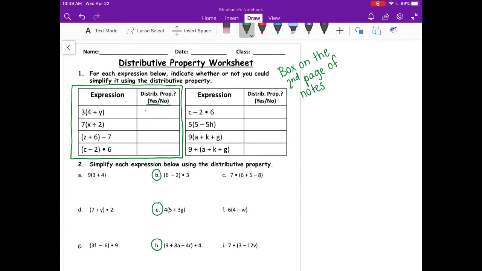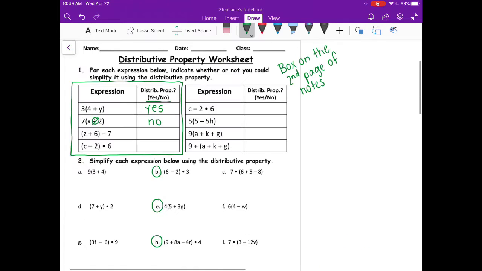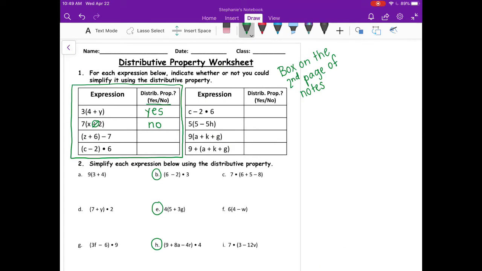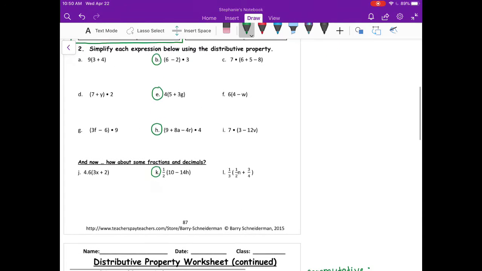So we can go ahead and write yes in the first box. The second one, we see multiplication on the outside, but division on the inside. We can't have that, so it's not using distributive. For number 3, we see that addition and subtraction is on the inside, but we have subtraction on the outside. So that's a no too. Let's look at the last one. We have subtraction on the inside of the parentheses and multiplication on the outside. So that's a yes too. Go ahead and do the other one on your own. Let's look at number 2 together.